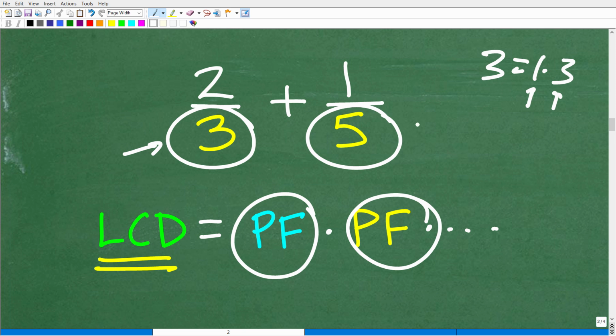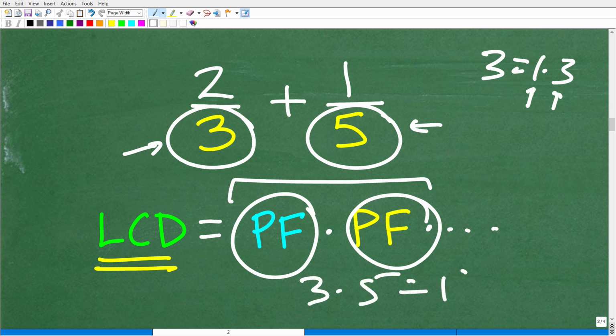What's the prime factor of 5? Well, it's just 5 by itself. So the LCD is the product of the prime factors of the denominators. In this case, that'd be 3 times 5, which of course is 15.